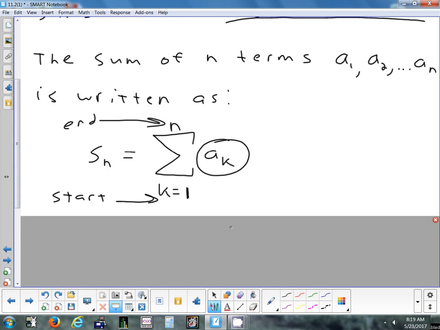And what you do to figure out the numbers you're going to add up is you start with the number 1, plug it into your sequence, do the arithmetic, write it down. Then go to the next number. Change k to 2. Plug in a 2 into your formula. Do the arithmetic. Write that answer down. And then you keep doing that all the way up to the last number they want you to plug in. And then you add everything up. That's what this symbol means. That's a capital Greek letter, sigma.